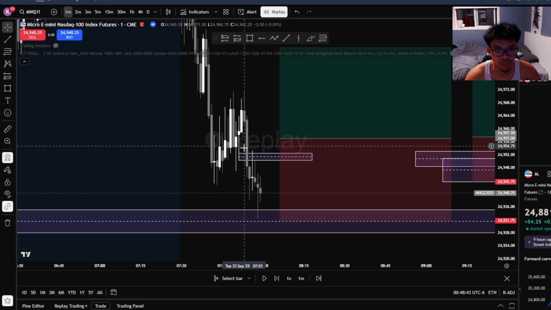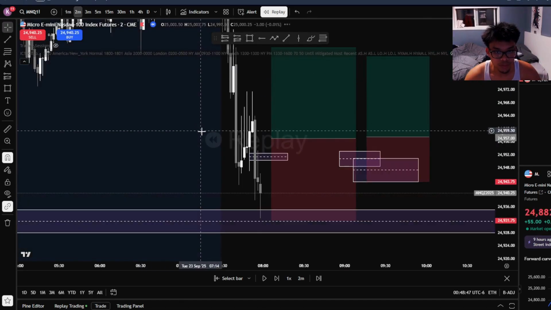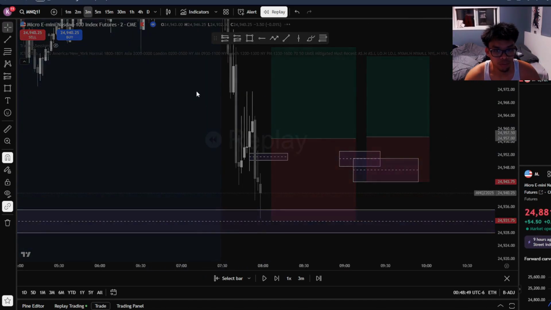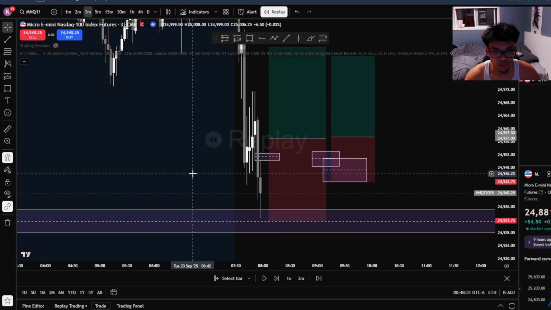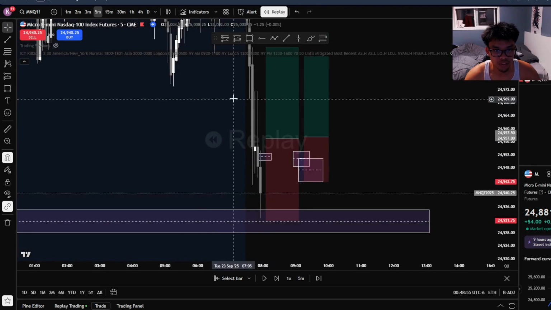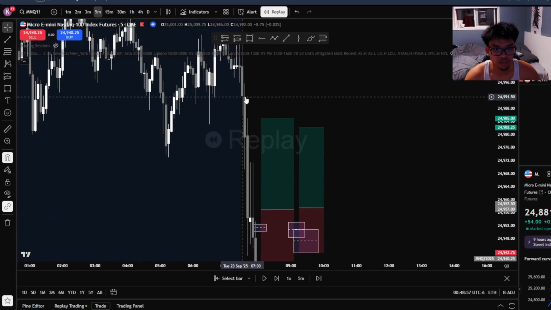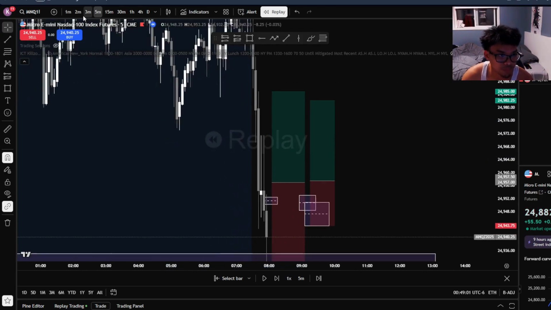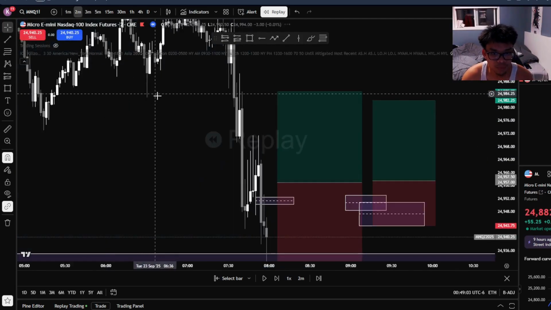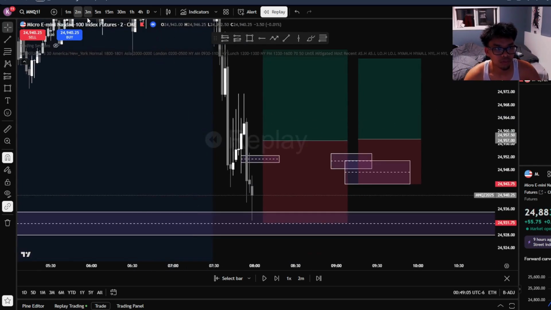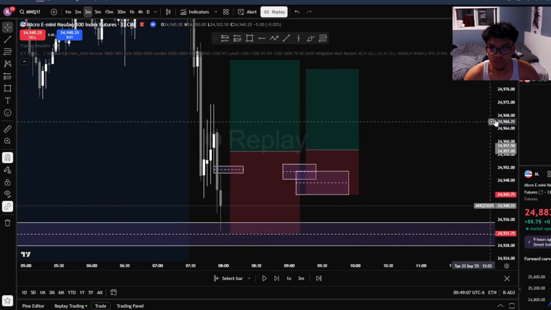So we have this 1-minute here that's been tapped. 2-minute, we have one, and a 3-minute, which is what I marked. So I wanted to inverse that and then enter. The 5 is way too high. These small fair value gaps are way too high. So yeah, I wanted to inverse the 3-minute, so we stay on the 3-minute time frame.